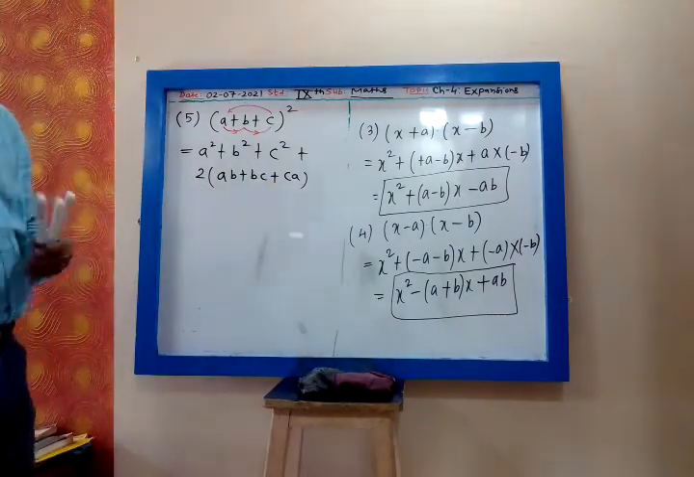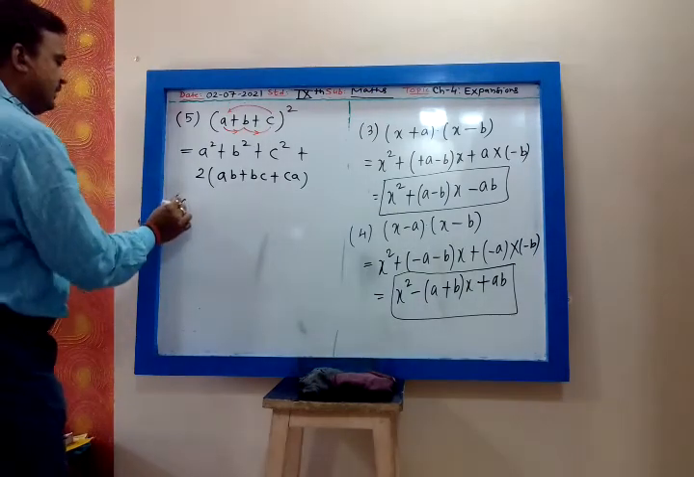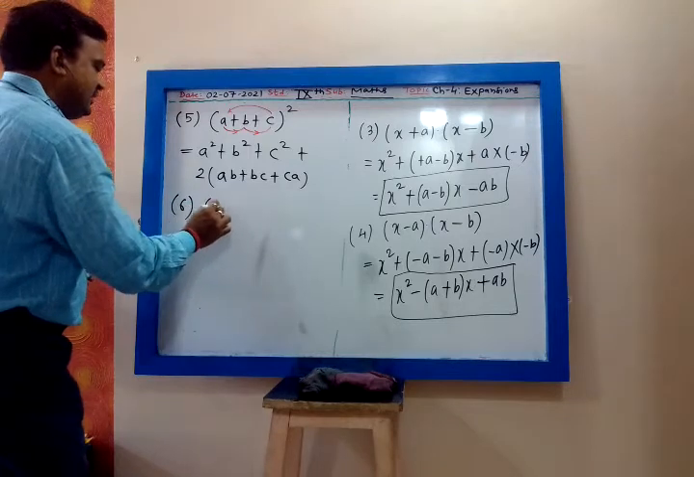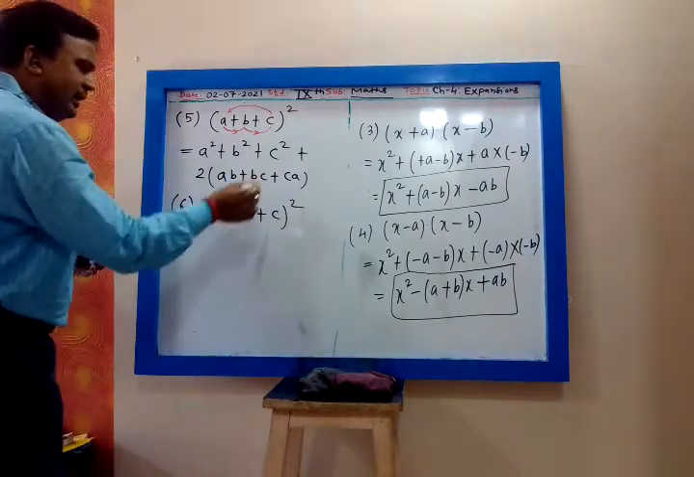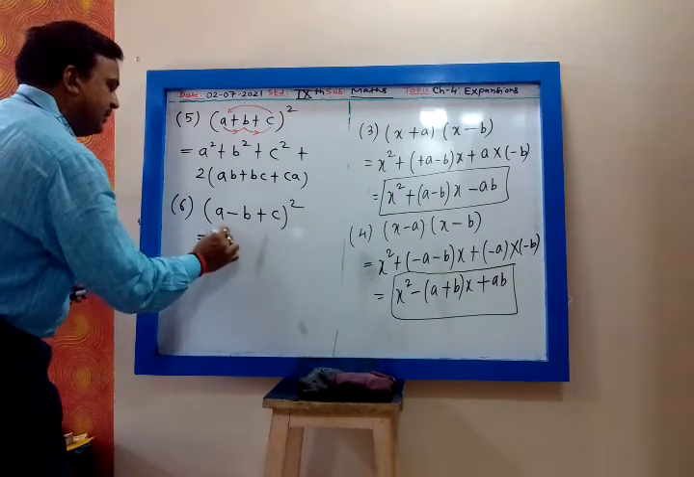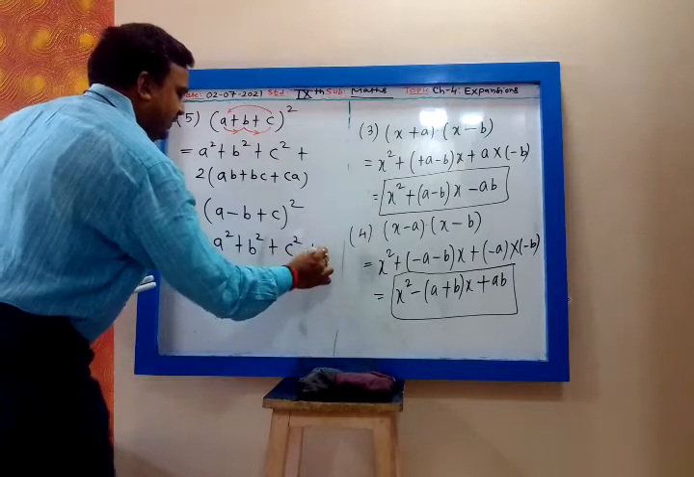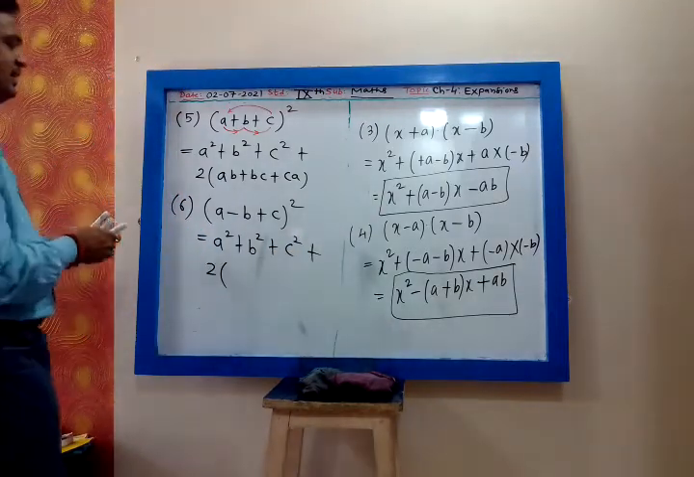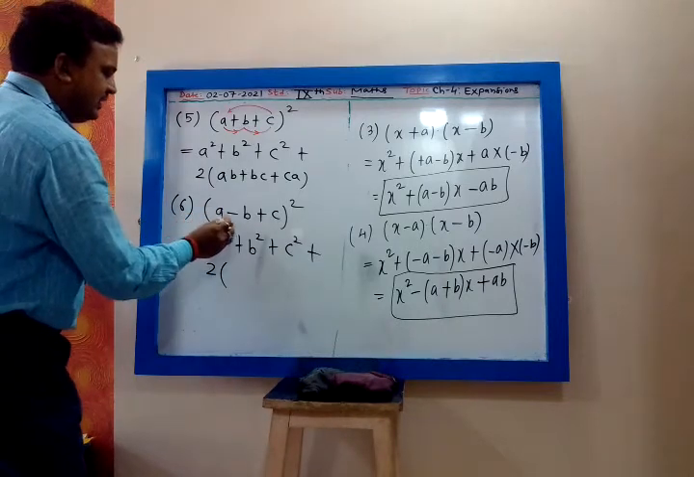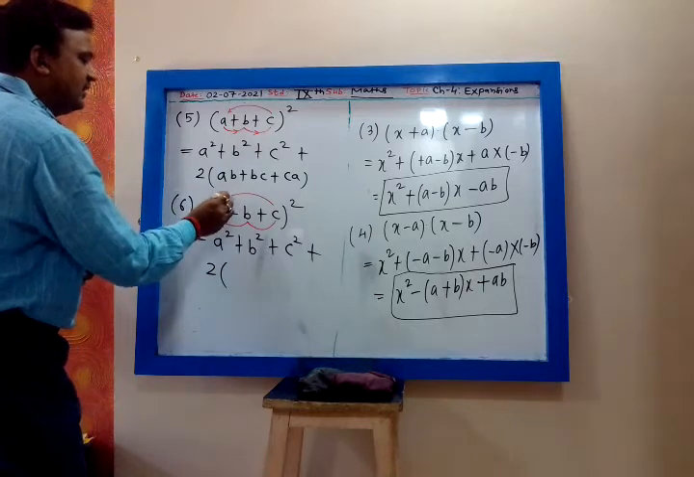Okay. So sixth one. Let us take any number. Let us take (a minus b plus c) whole square. Then again the square will be the same: a square plus b square plus c square. Then plus 2 into, multiply the numbers with their usual sign: a into minus b, into c, and c into a.